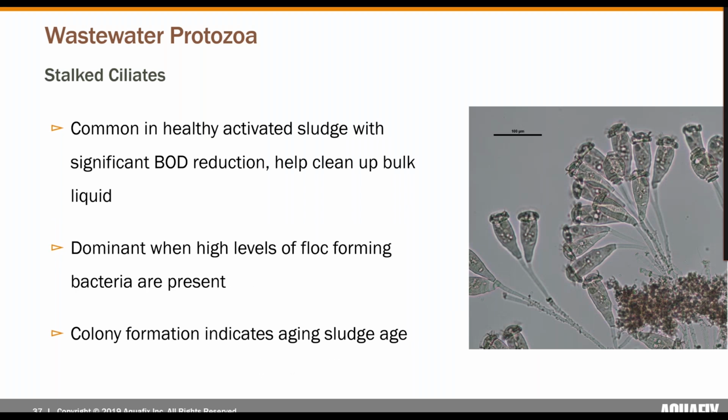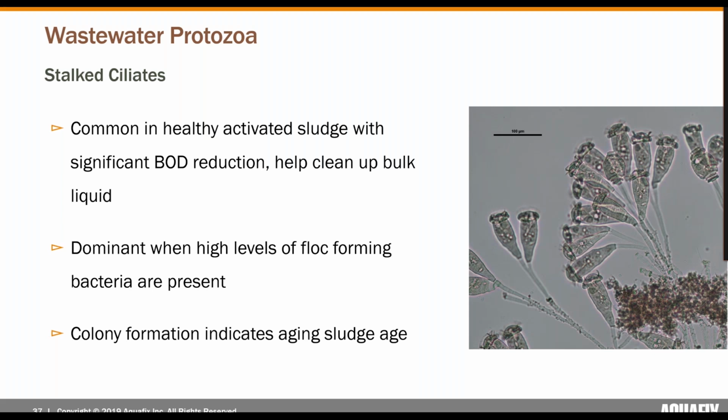For stalk ciliates here, they are also going to be common in healthy activated sludge systems with an optimal sludge age. They're really also going to be common when we start seeing strong floc structure that has experienced significant BOD reduction. The stalk ciliates primarily clean up the bulk liquid and are dominant when floc formation is abundant, as they actually use their stalks to anchor and attach to floc to provide some more structure.